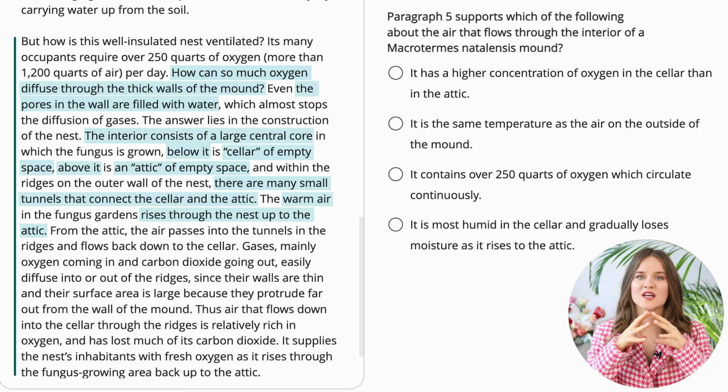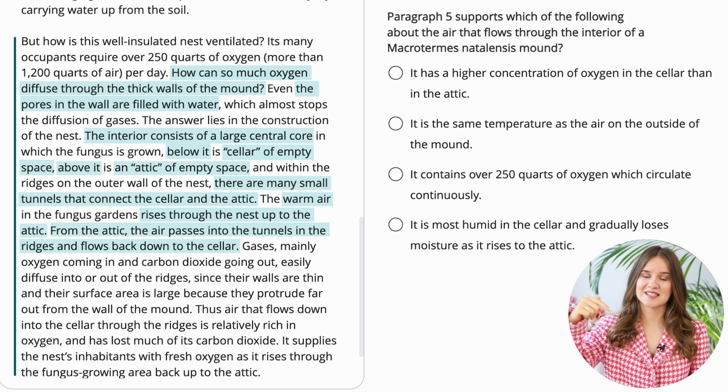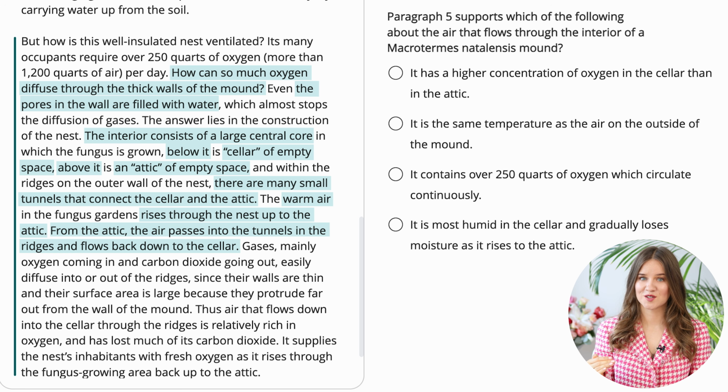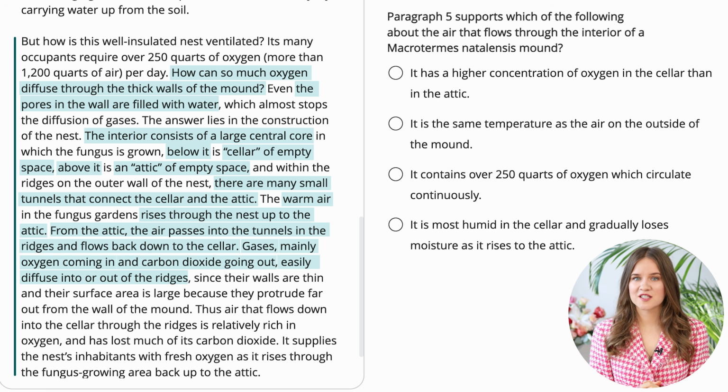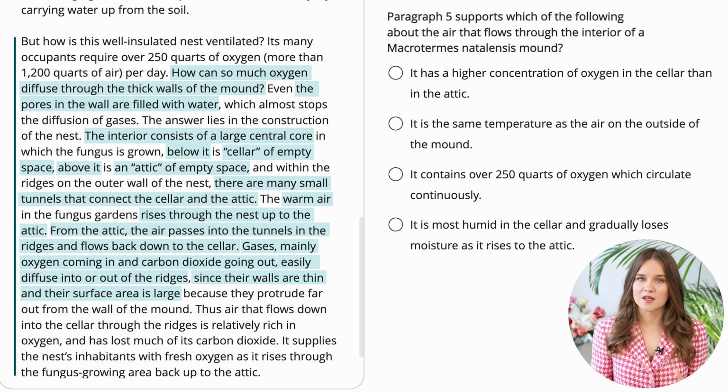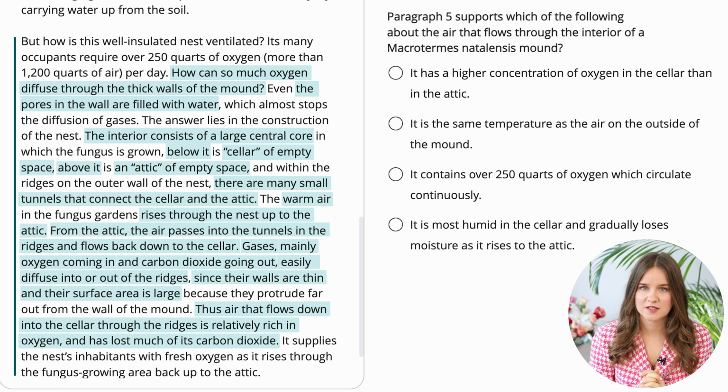Warm air rises through the nest up to the attic. From the attic, it passes into the tunnels in the ridges and flows back down to the cellar. Gases, mainly oxygen coming in and carbon dioxide coming out, easily diffuse into or out of the ridges since their walls are thin and their surface area is large. Thus, the air that flows down into the cellar through the ridges is relatively rich in oxygen and has lost much of its carbon dioxide.